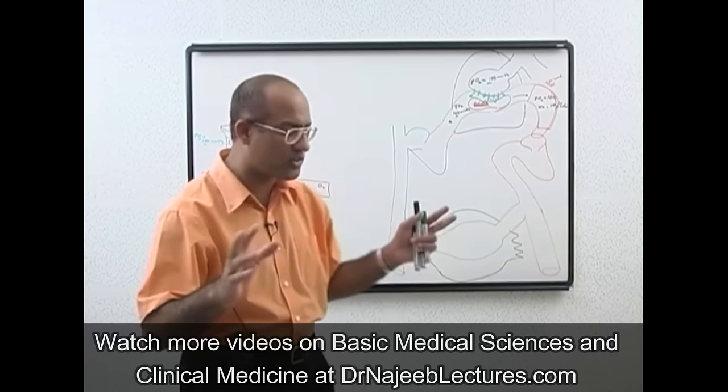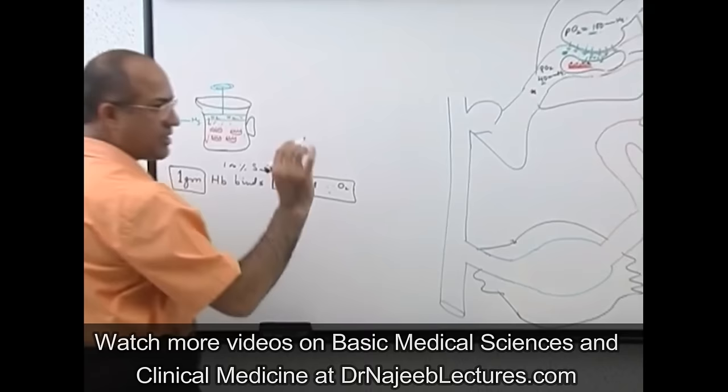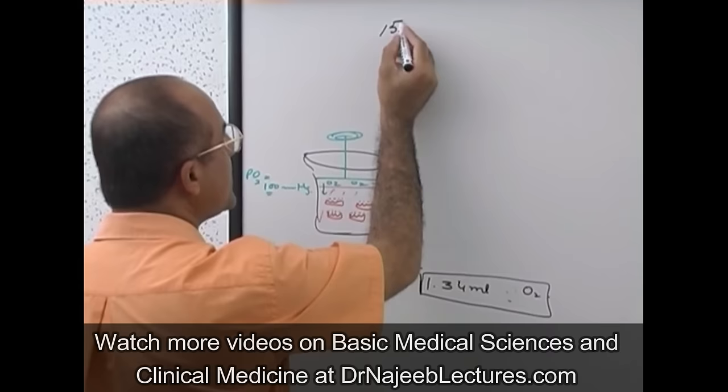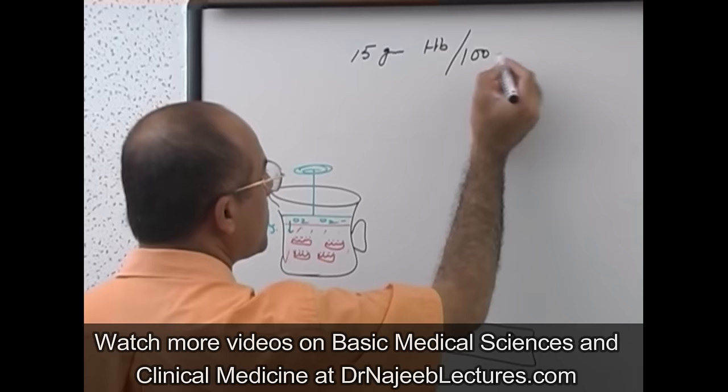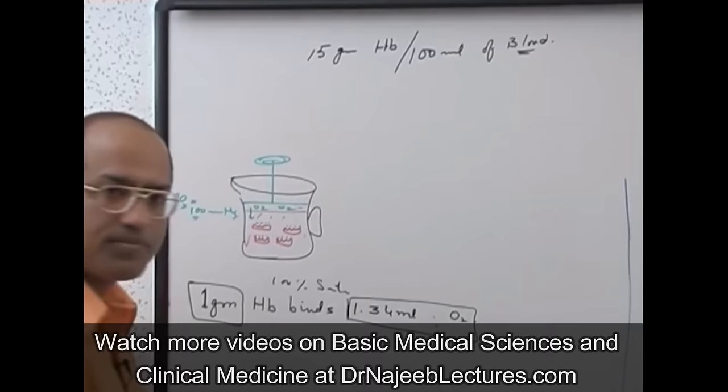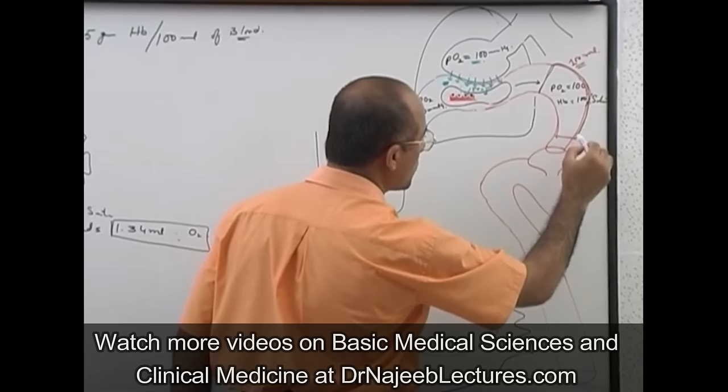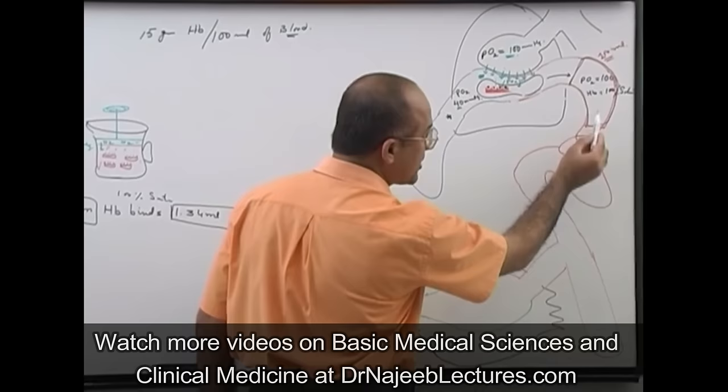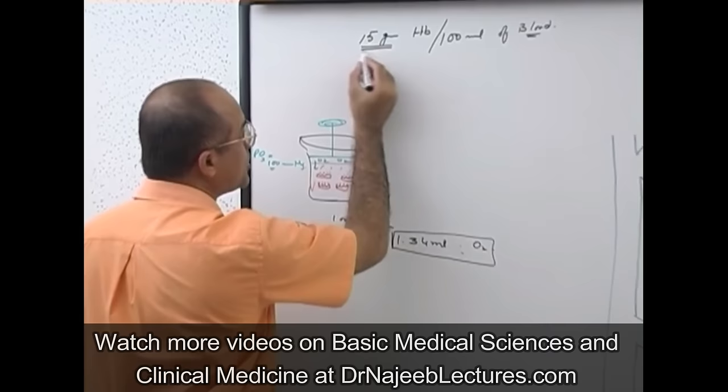So, if we talk about this patient, now listen carefully. In this particular patient, there is 15 grams of hemoglobin per 100 ml of blood. Now listen, we have taken this 100 ml, this 100 ml amount of blood, which is going to travel all the way back. We are going to study dynamics in this. That bolus of 100 ml of blood has how much hemoglobin? 15 grams.